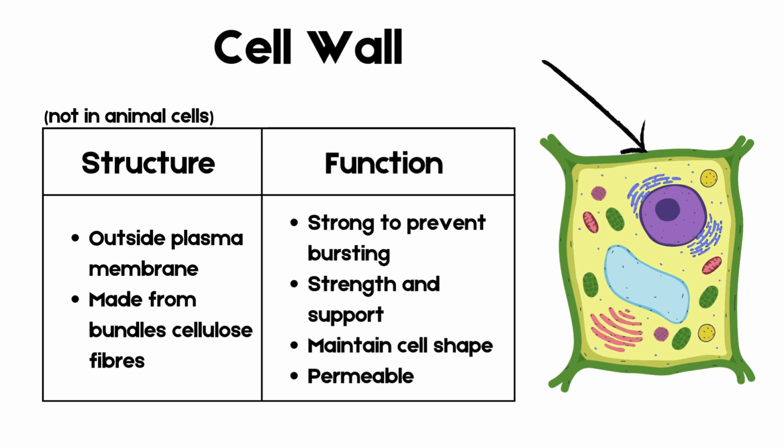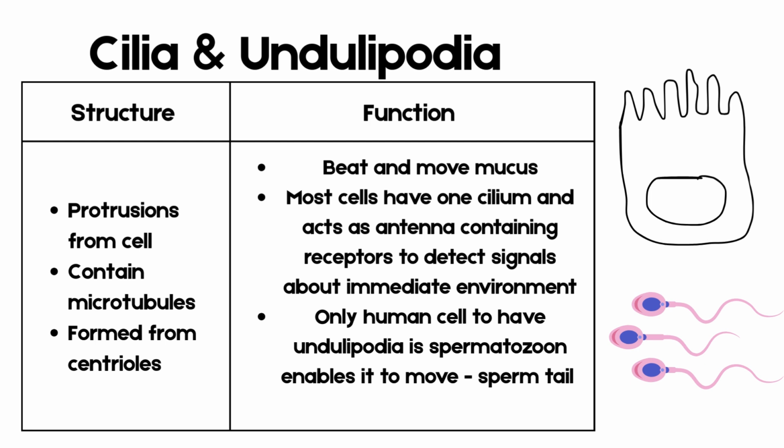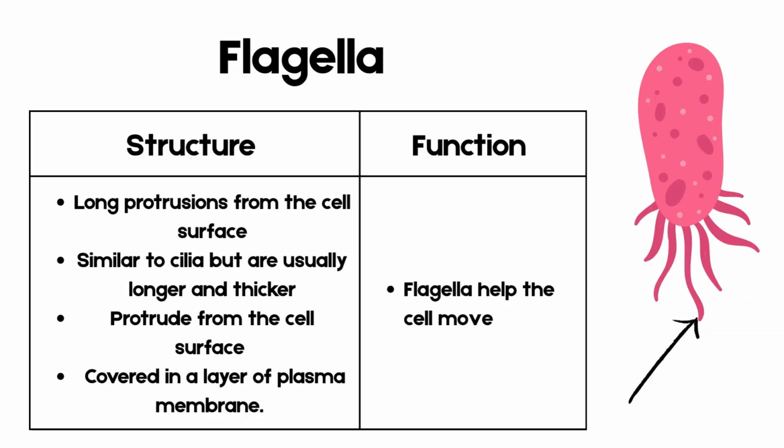It's also fully permeable. Cilia are small, hair-like projections that beat rhythmically to move substances like mucus across cell surfaces, as well as acting as antennas for cell signaling. They're formed from centrioles and contain microtubules. The undulopodium, a specialized flagellum, is found in human sperm cells, aiding movement. Flagella are long tail-like structures that enable cells to move, especially useful in certain bacteria and sperm cells.